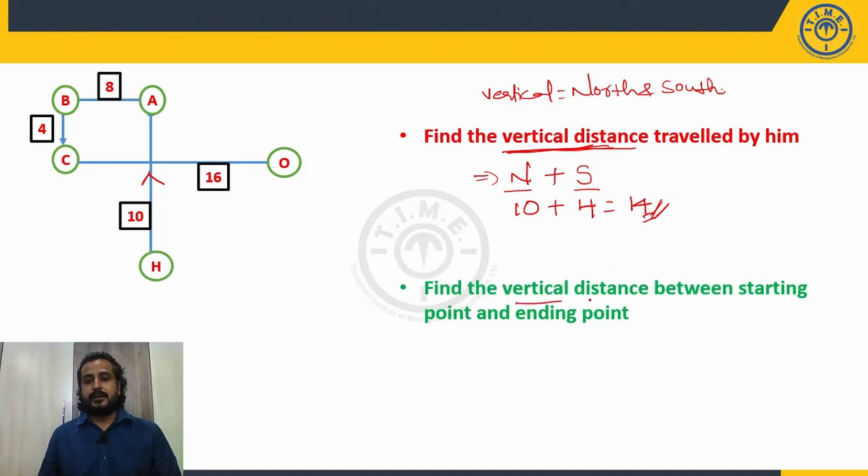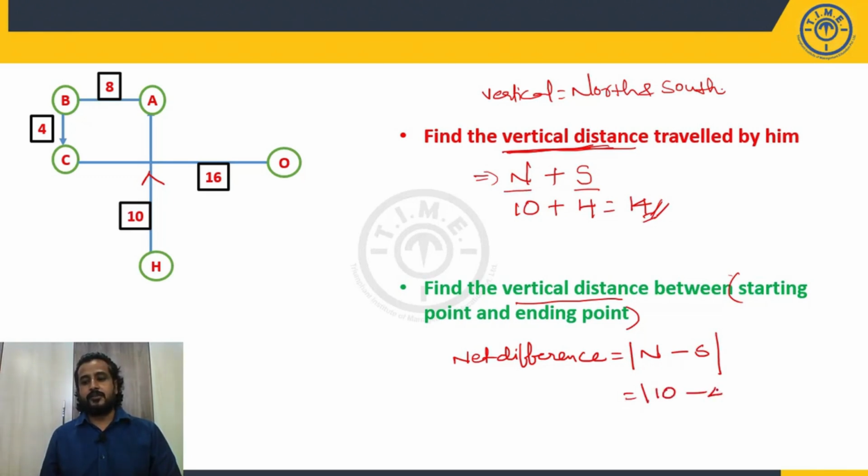Find the vertical distance between starting point and ending point. So between starting point and ending point they are asking, which is nothing but the net difference. We need to identify the net difference. Now, which is nothing but the modulus of the difference between north distance and south distance. How much did he travel in the north? 10. How much did he travel in the south? 4.